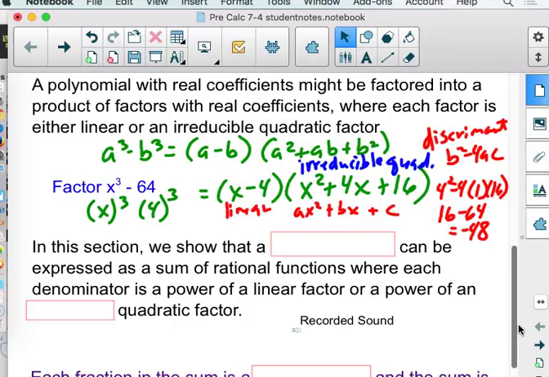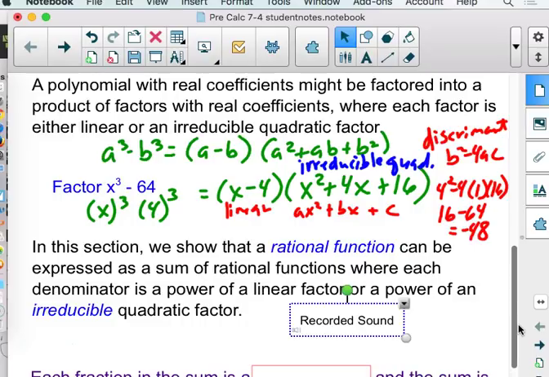We can't keep going. So in this section, we show that a rational function can be expressed as a sum of rational functions where each denominator is a power of a linear factor or a power of an irreducible quadratic factor. So we break it up and we try to figure out what we have. So this is going to be quite the thing that we do here when we're going through this.